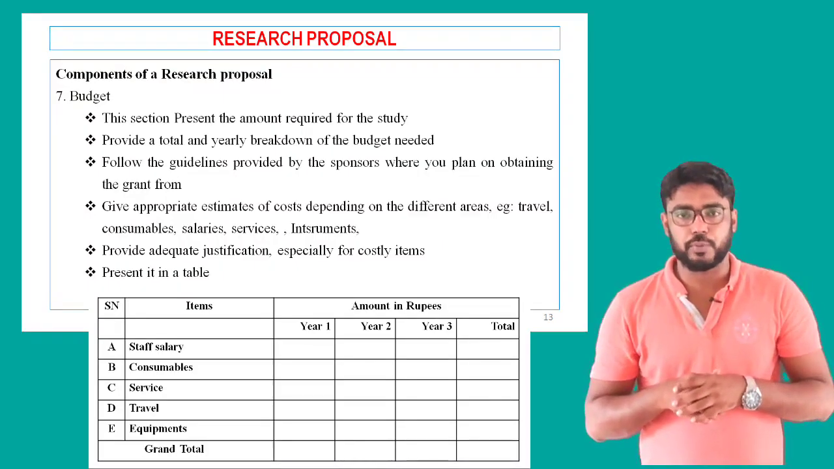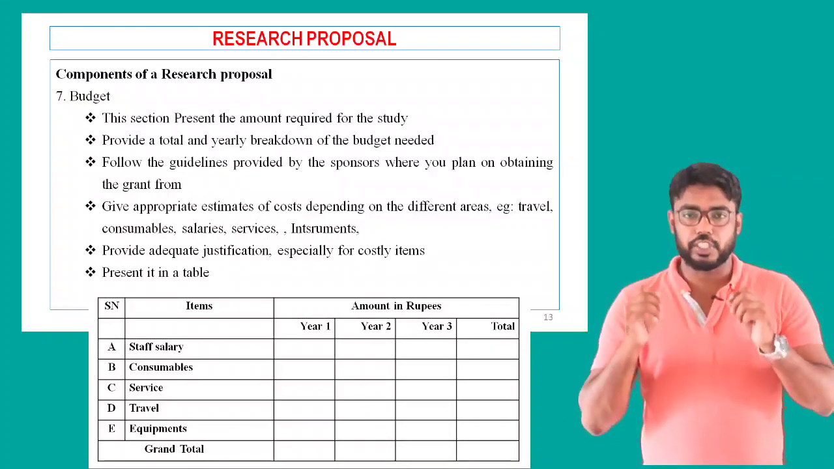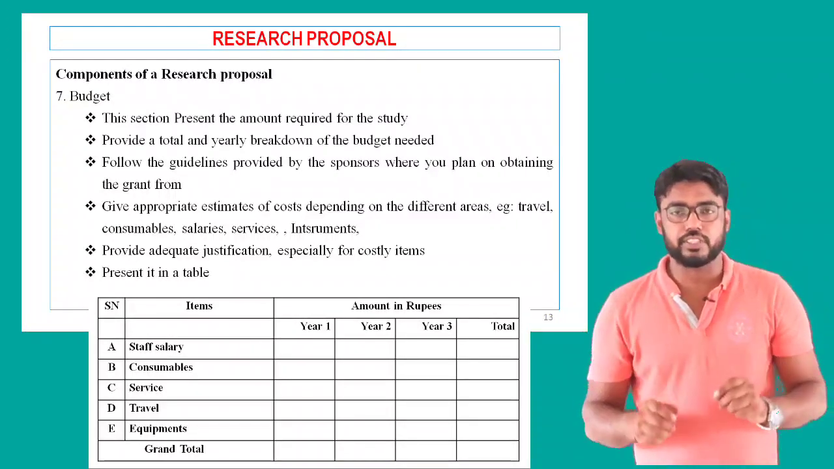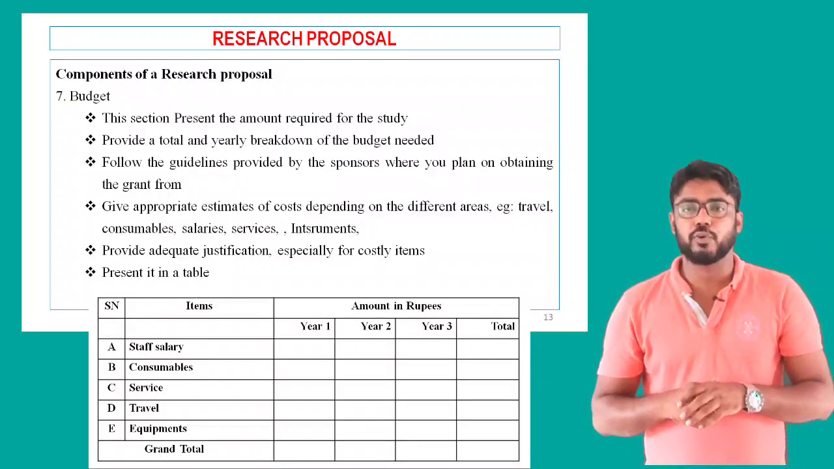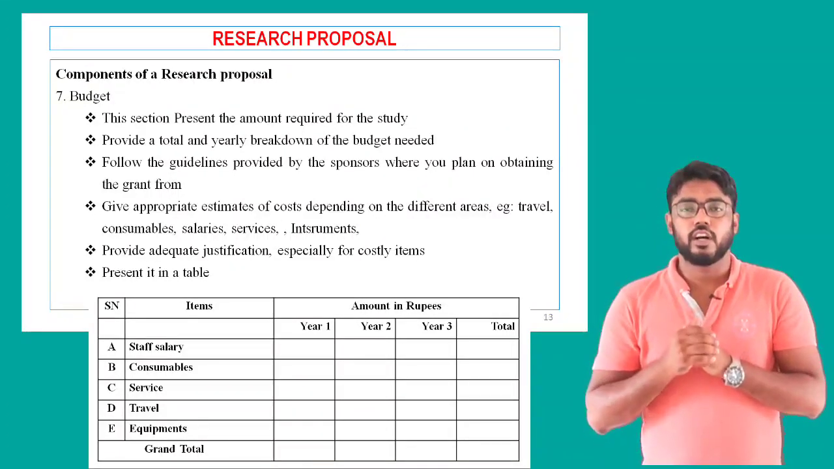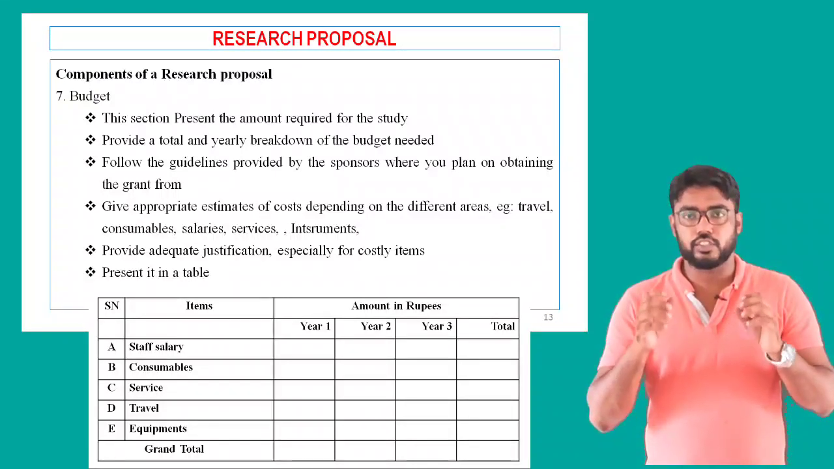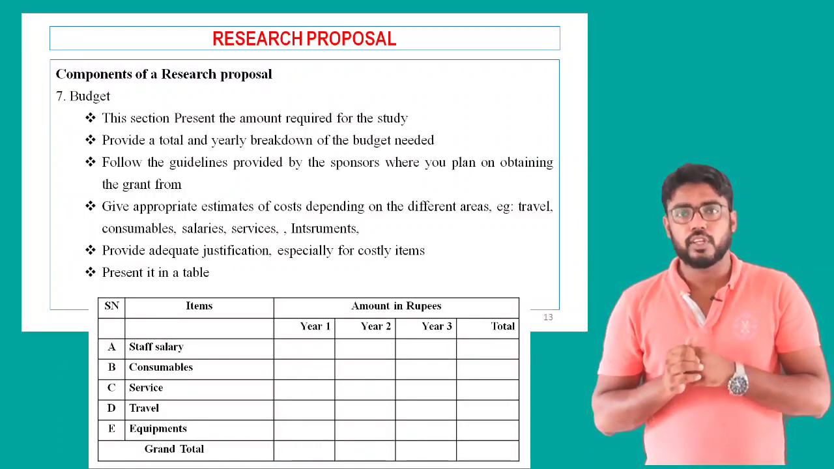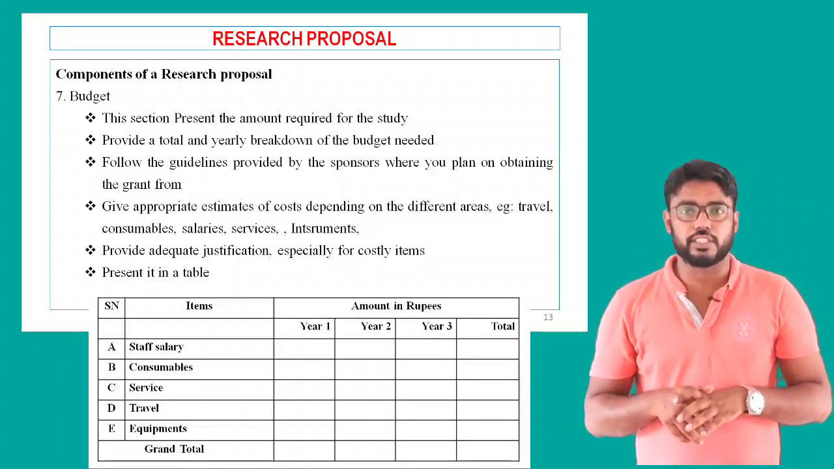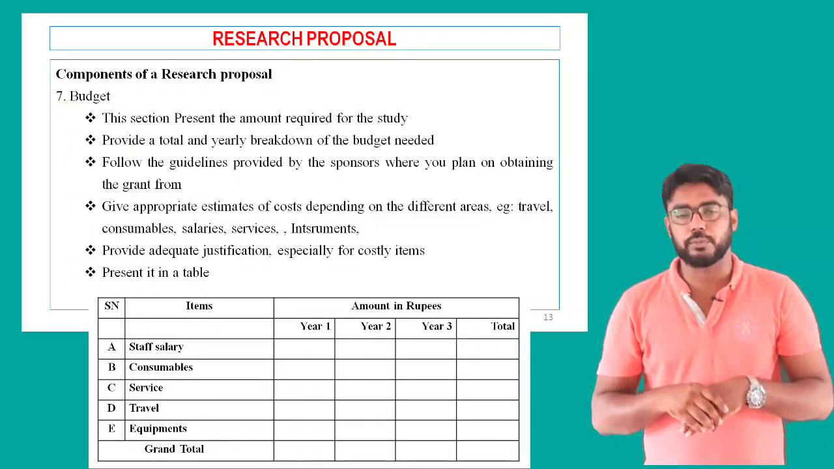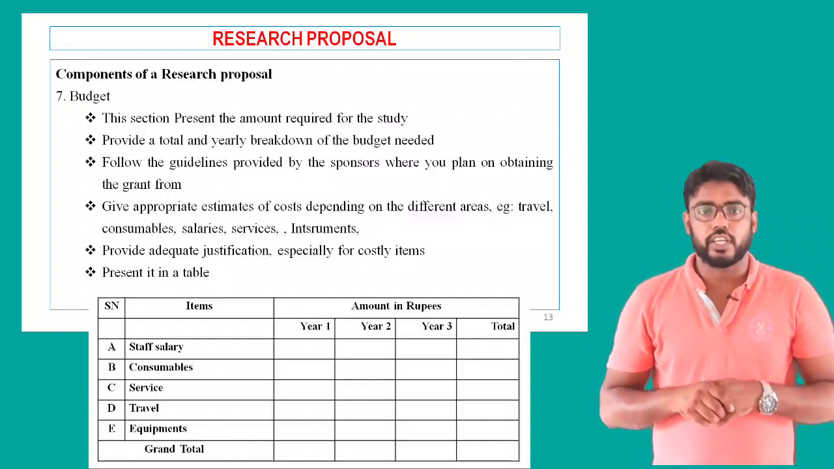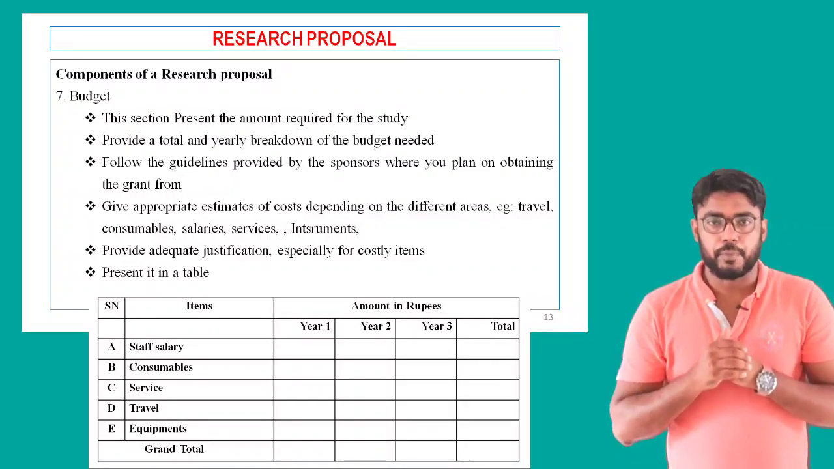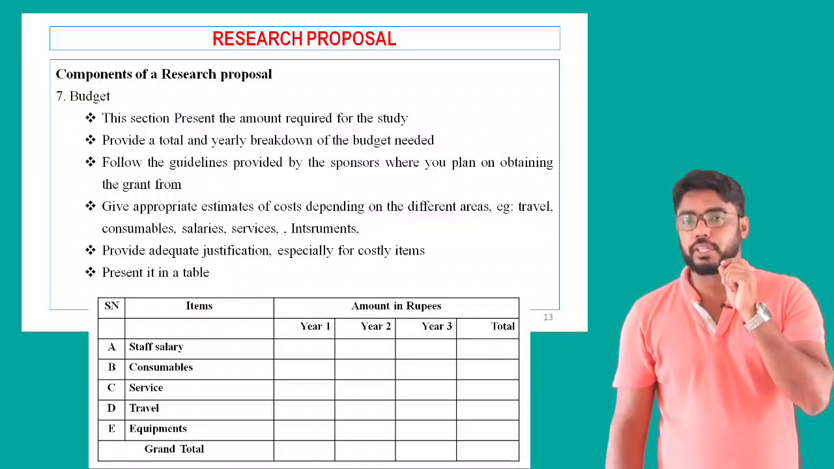The next component in a research proposal is the budget, and this budget section presents the amount required for the study. Sometimes, if you are going for a research program, this budget section is not necessary in the research proposal. If you are approaching a funding agency for funding of a research proposal, only then is this budget part essential. This section provides the total and yearly breakdown of the budget needed.